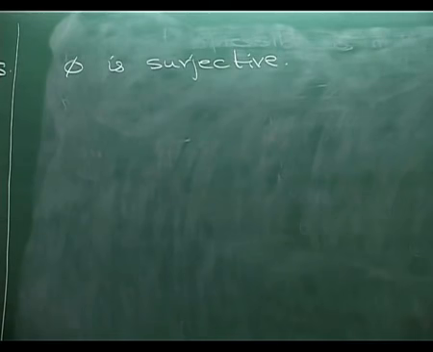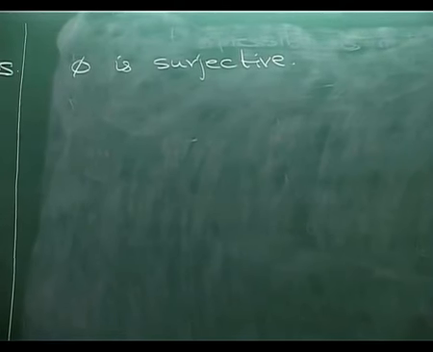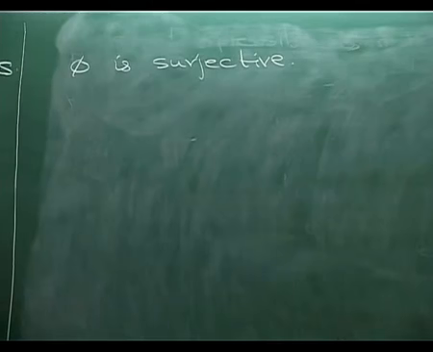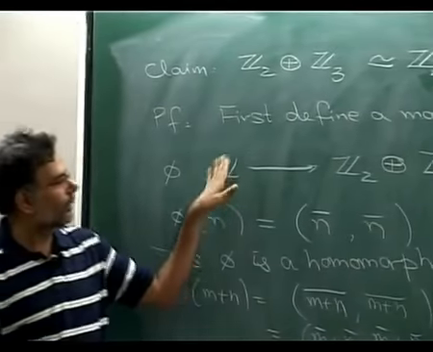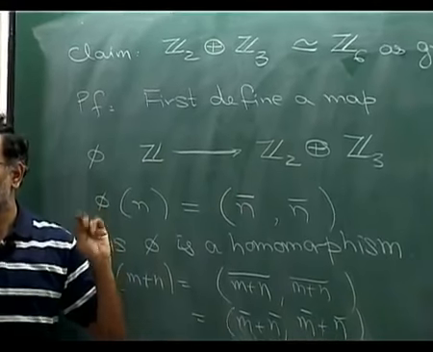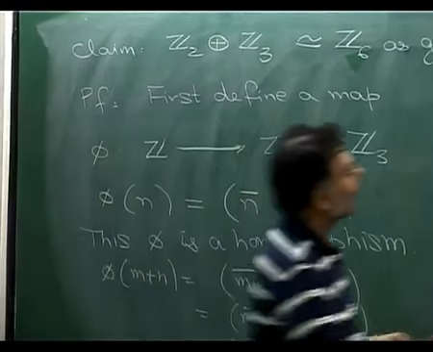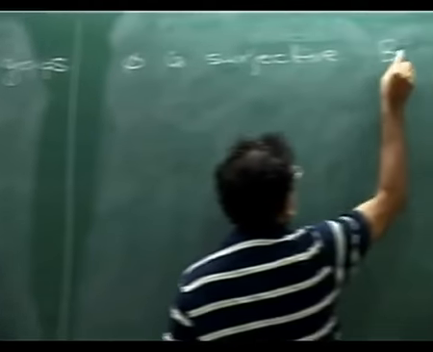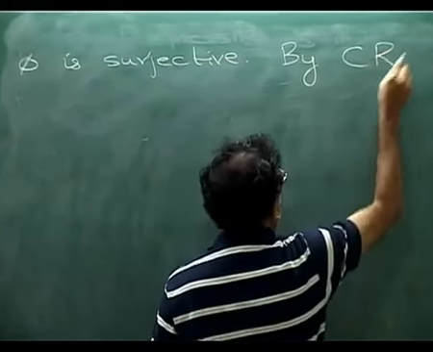What was discussed in the algebra yesterday? Was that discussed? Chinese remainder. So Chinese remainder theorem says that phi is surjective. So I have a surjective homomorphism from here to there. Okay, so this is by the Chinese remainder theorem.